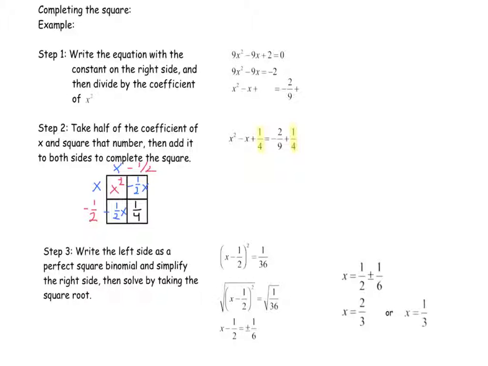And for the following step, I need to isolate x. Therefore, I need to add 1/2 to both sides. If I add 1/2 to both sides, I'm going to end up having 1/2 plus or minus 1/6. The first solution is 1/2 plus 1/6, which gives me x equals 2/3. And the second solution is x equals 1/2 minus 1/6, which gives me x equals 1/3.